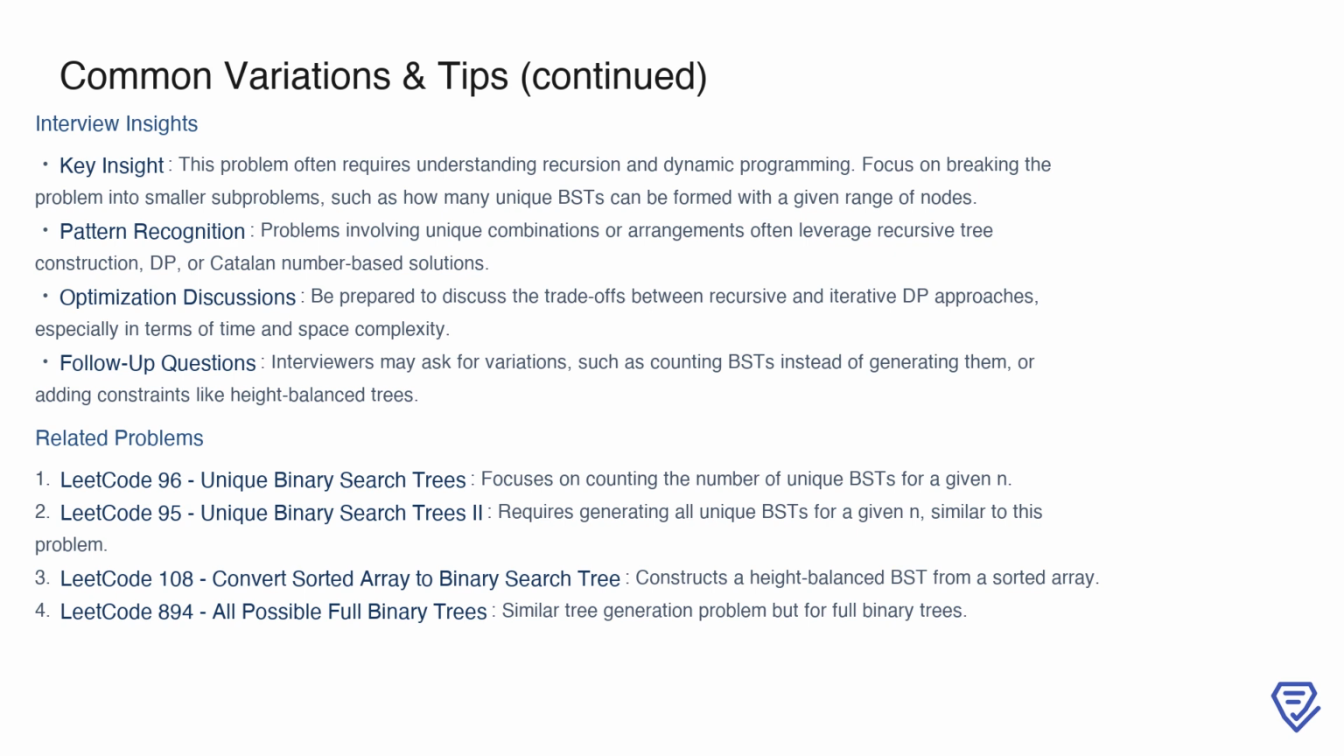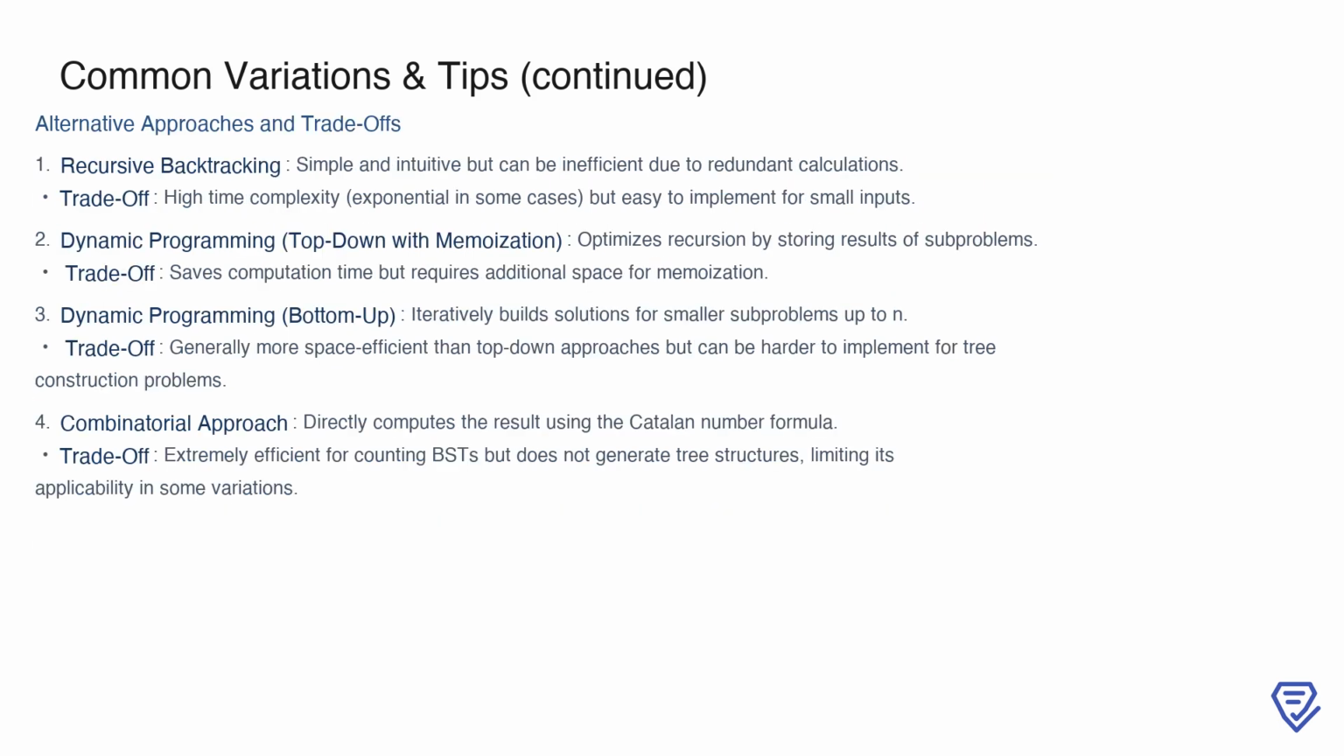Additionally, interviewers may explore follow-up questions or variations, such as asking you to count the number of BSTs instead of generating them, or to impose additional constraints, like ensuring the trees are height-balanced. Finally, related problems like LeetCode 96, 108, and 894 can help you draw connections and deepen your understanding of tree-based solutions. There are also alternative approaches to solving the problem, each with its own trade-offs.